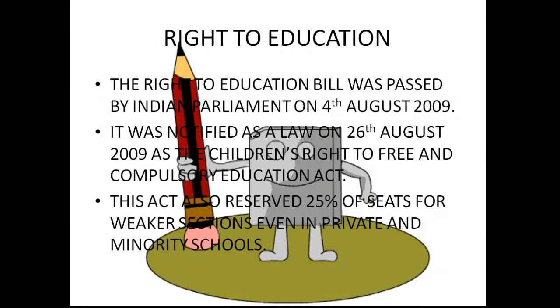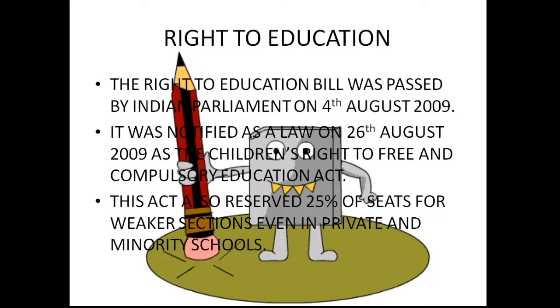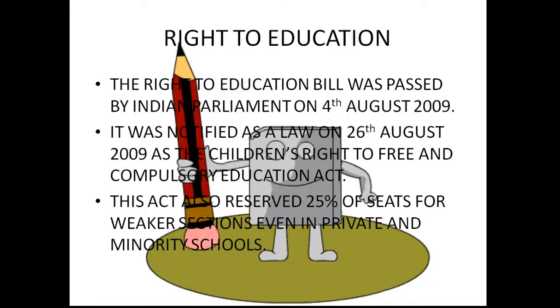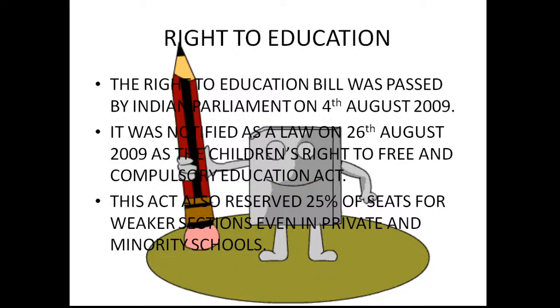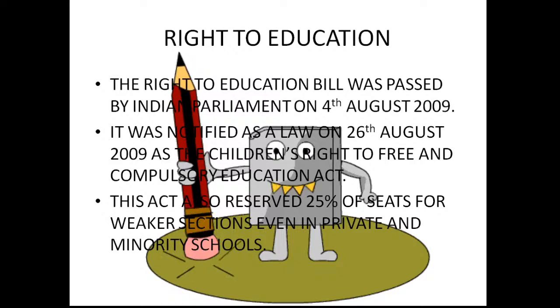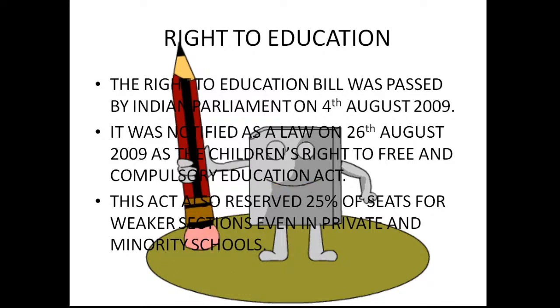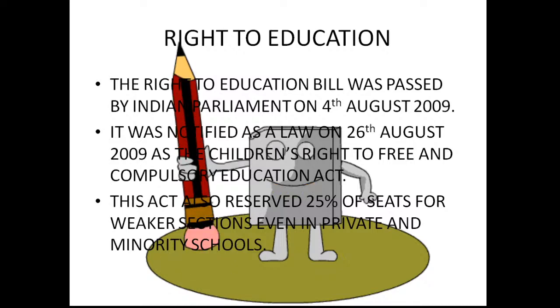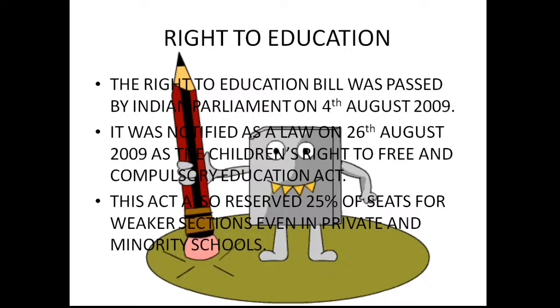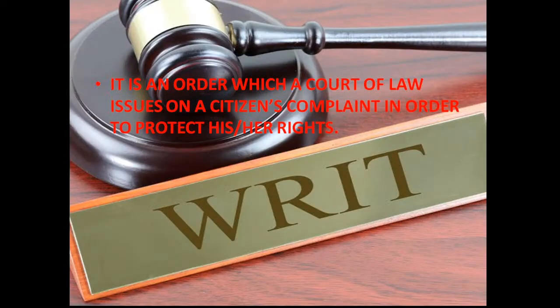The next point is right to education. Now, what is this right to education? As you know, this right to education bill was passed by Indian Parliament on 4th August 2009. It was notified as a law on 26th August 2009 as the Children's Right to Free and Compulsory Education Act. This act also reserved 25% of seats for weaker sections even in private and minority schools.